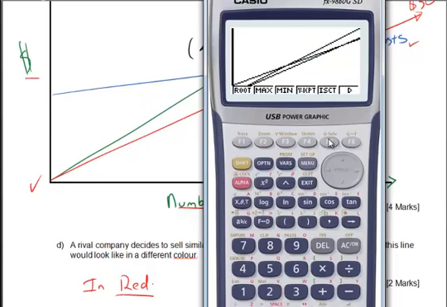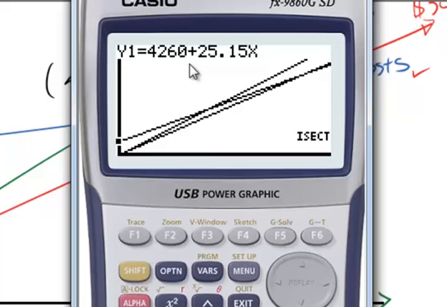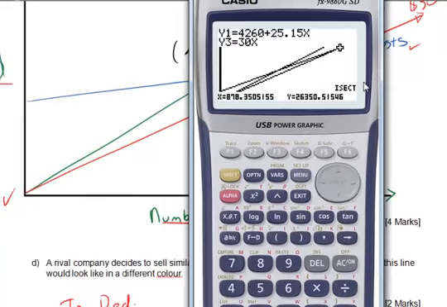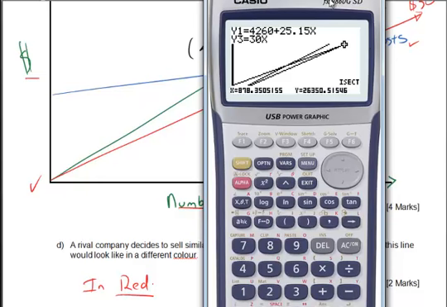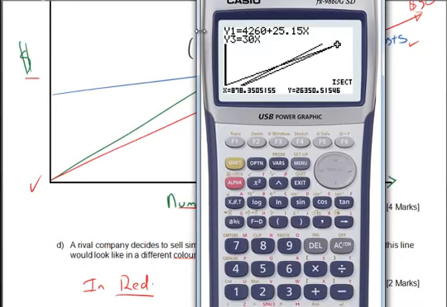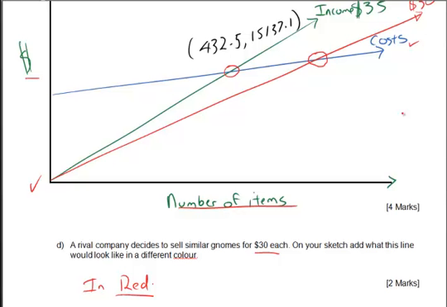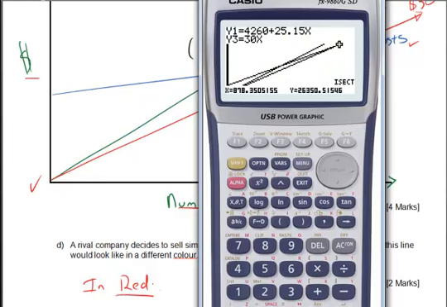So you go Shift, gsolve, intersect. It's going to use the first line, so you go execute. We don't want the second line, you want the third line, go execute, and you'll get 878.35 and 26,350. So it changes where that line is, and you can put those points in there. So 878.35, and your next one is 26,350.51.